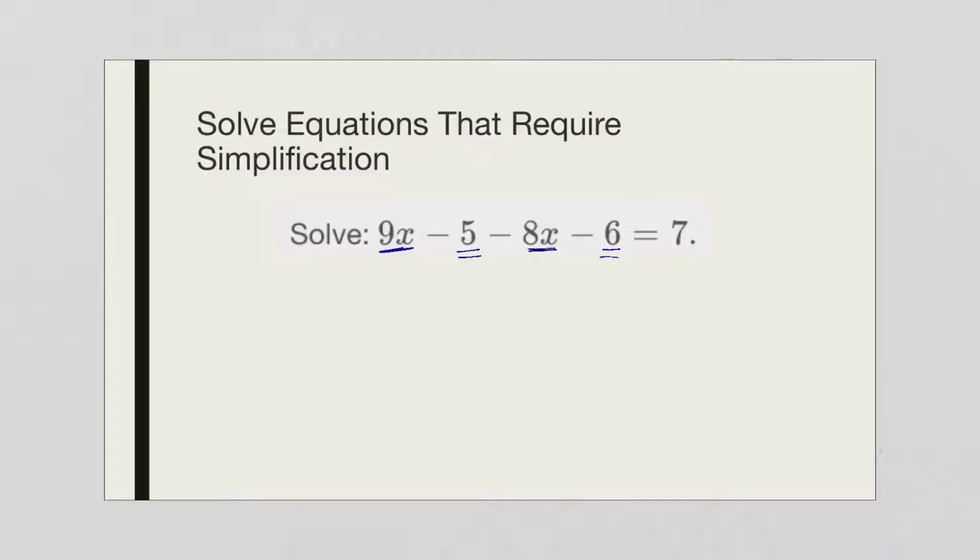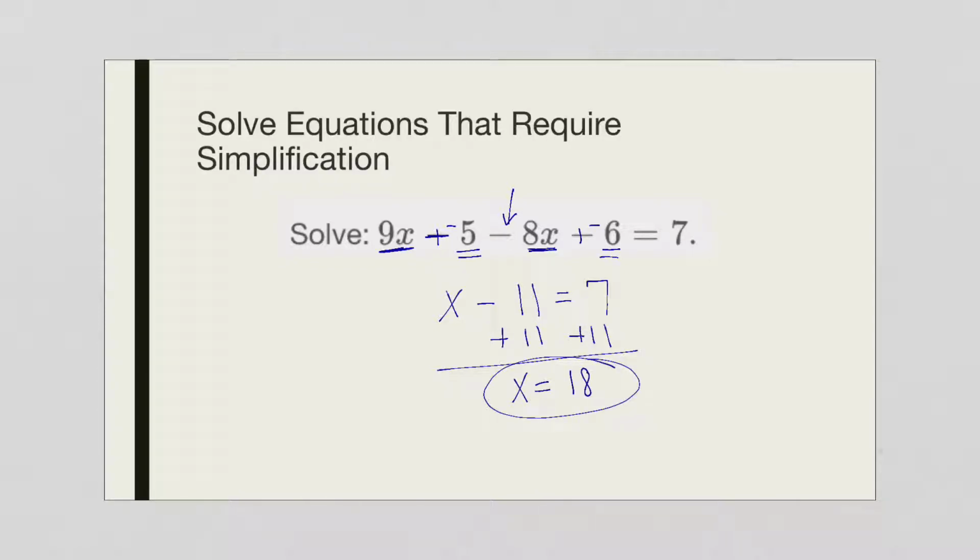So 9x minus 8x, don't forget I have to read that sign in front of it. 9x minus 8x is just plain old x. And here I've got negative 5. If you want to do change, see how that became a negative 5? Negative 5 plus negative 6 is negative 11, so I can write that as minus 11 equals 7. Now I've got to get this x by itself. So I want to add 11 to both sides. So x is equal to 18.